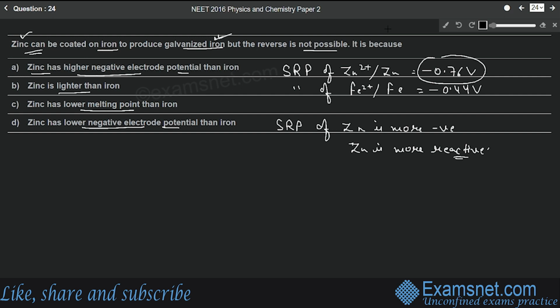Now, if it is reactive, why does it protect the iron? The reason is that the zinc undergoes oxidation first, because this is more reactive, right? So it will oxidize first and it will experience the corrosion. So we can say that the zinc will sacrifice itself to protect the iron. But when the reverse is done, that means when zinc is coated with iron, iron will not react first, so it will not be able to protect the zinc, right? So which will be the correct answer? Option A, zinc has higher negative electrode potential than iron, and that is the reason it is more reactive than iron. So it will react first, thus protecting the iron from corrosion.